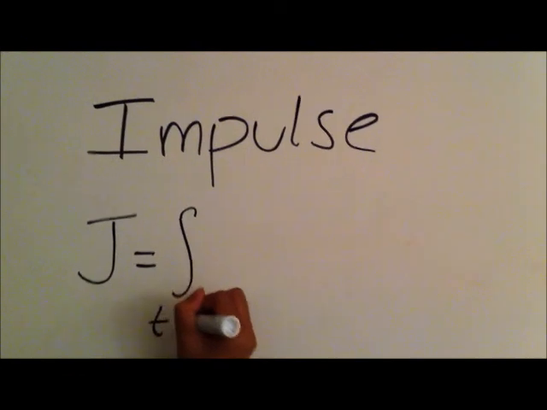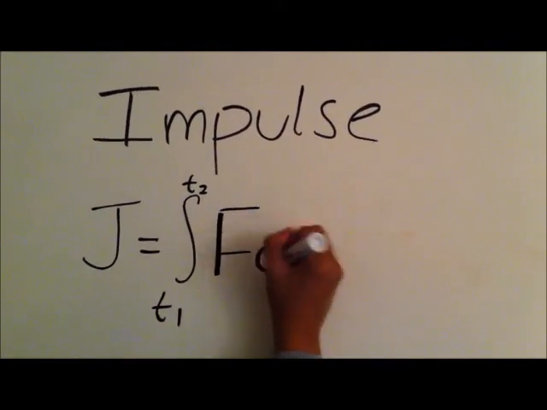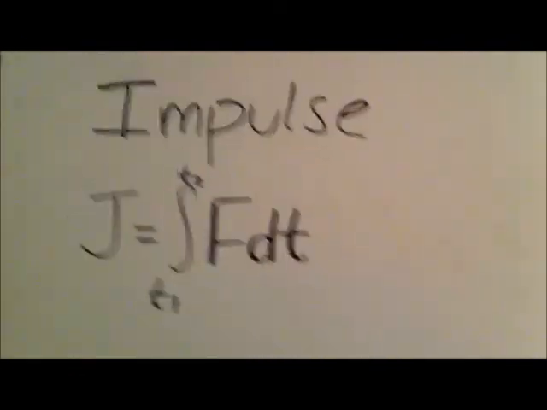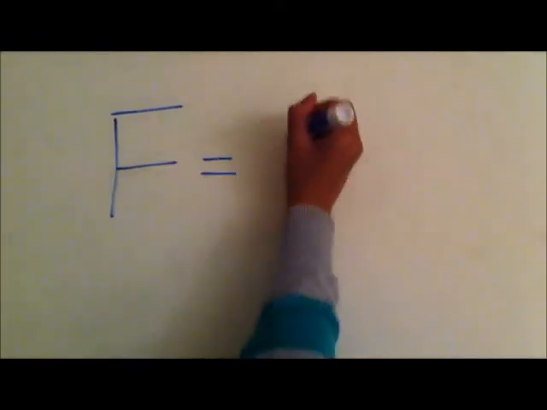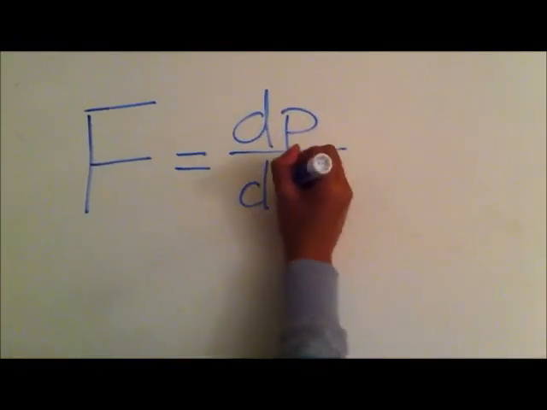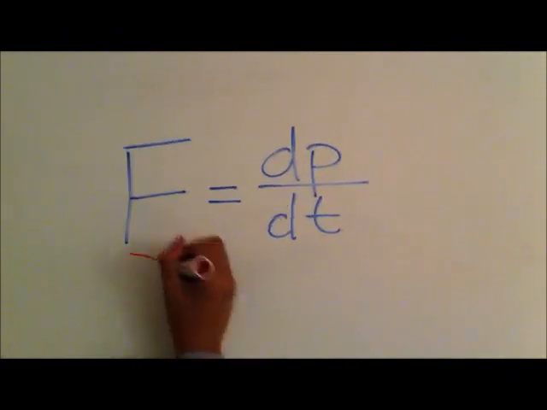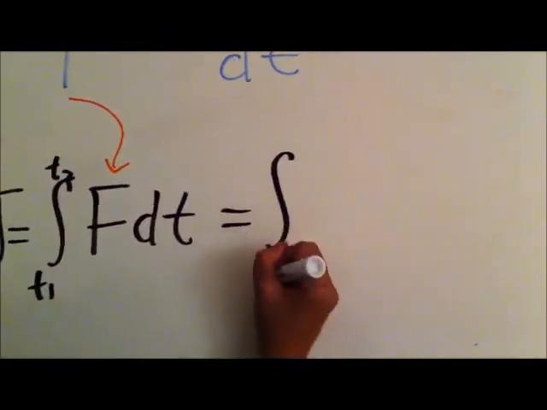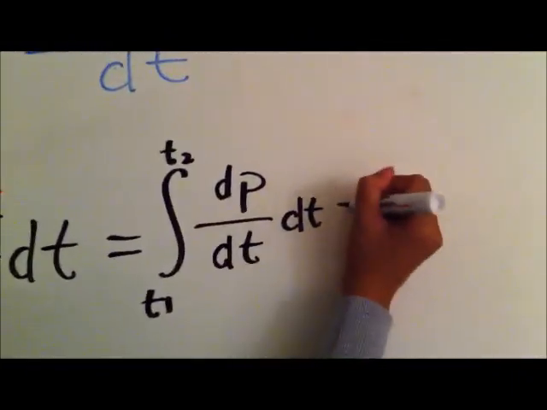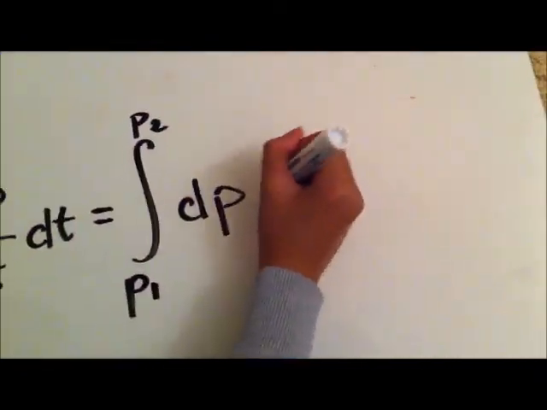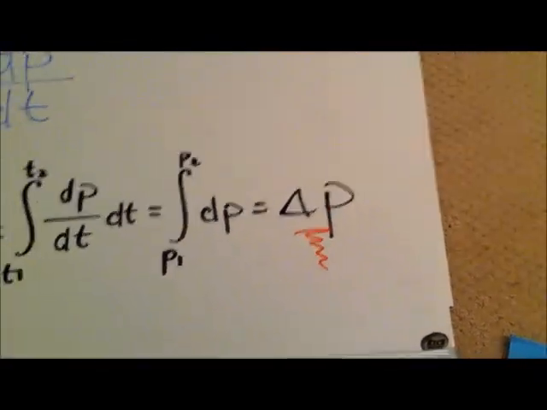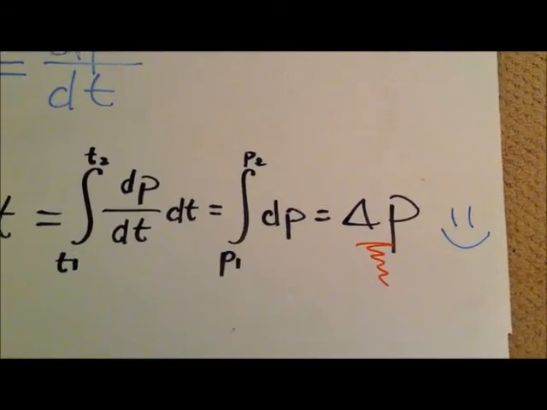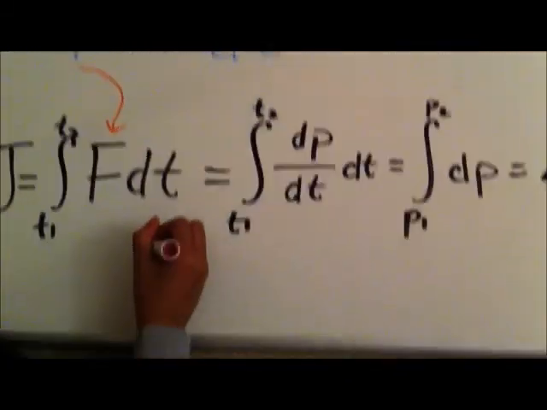Impulse is the integral from t1 to t2 of F dt, where F is the force applied from t1 to t2. Now, according to Newton's second law, force is related to momentum in that F is equal to dp over dt. If we plug this into our impulse equation and do some quick calculations, we find that impulse is equal to the change in momentum. This is called the impulse-momentum theorem.